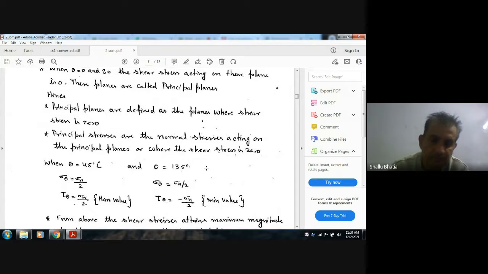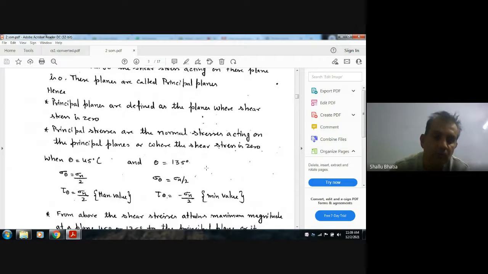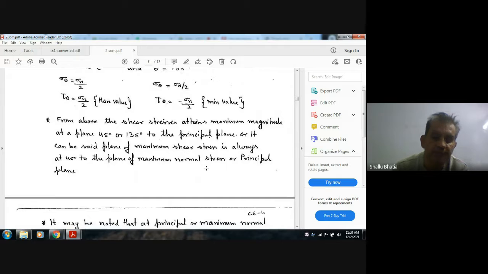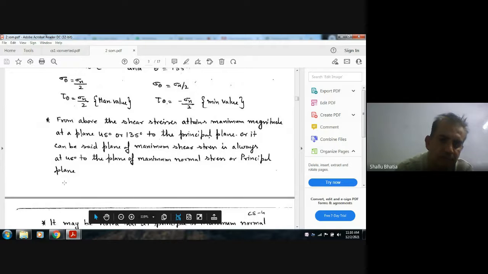So maximum shear stress always acts at 45 degrees to the principal plane. From above, the shear stress attains maximum magnitude at planes 45 degrees and 135 degrees to the principal plane, or it can be said the plane of maximum shear stress is always at 45 degrees to the plane of maximum normal stress, or principal plane.